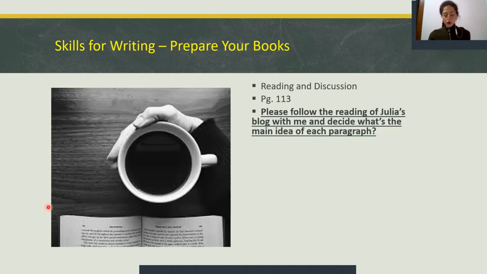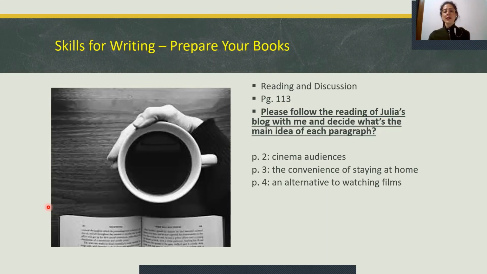Okay, paragraph 2 talks about cinema audiences. She is writing about cinema audiences in paragraph 2. And in paragraph 3, the main idea is the convenience of staying at home. And in paragraph 4, an alternative to watching films. Guys, she is using these main ideas, topics, to compare and contrast two things: to watch a movie at the cinema and to watch a movie at home.